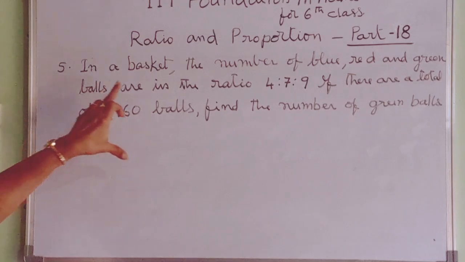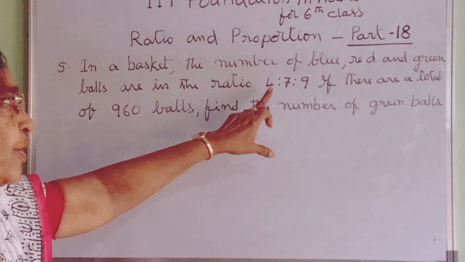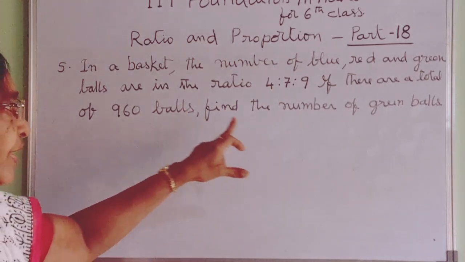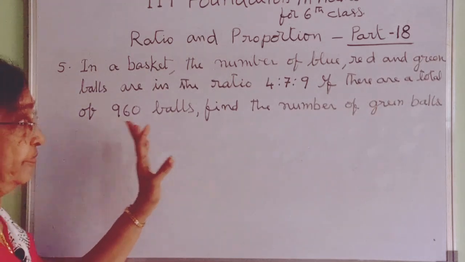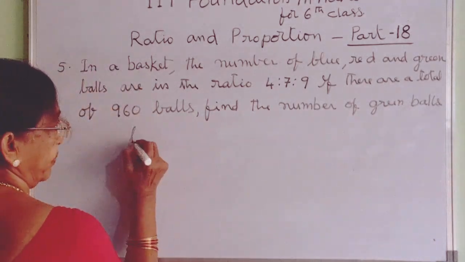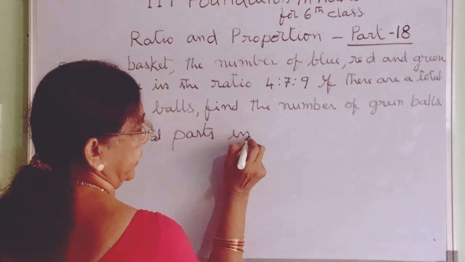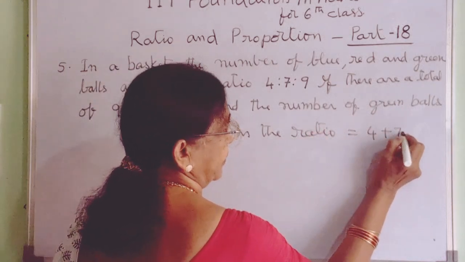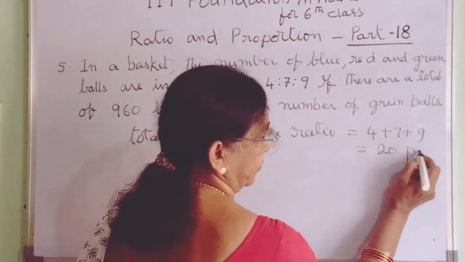Next, fifth problem. In a basket, the number of blue, red and green balls are in the ratio 4:7:9. If there are a total of 960 balls, find the number of green balls. So the total balls are divided into 4 plus 7 plus 9 parts. So total parts in the ratio is equal to 4 plus 7 plus 9, that is 4 plus 7 is 11, plus 9 is 20 parts.